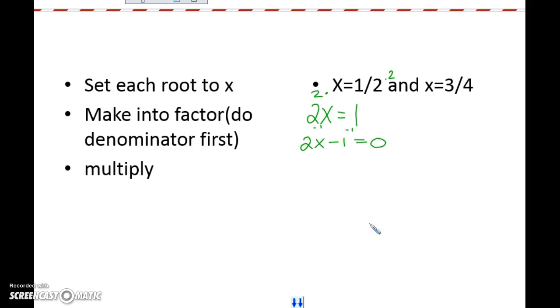I'm going to do the same thing for the 3/4. So how could I get rid of this 4? So we get 4x equals 3. Then what? 4x minus 3. See, so now when I go to multiply to get it in standard form, I don't have to worry about the fractions anymore. So all you gotta do is get rid of the fraction and just multiply by the number.